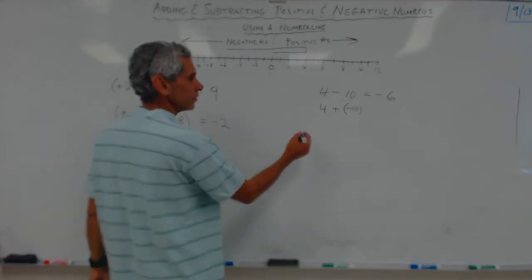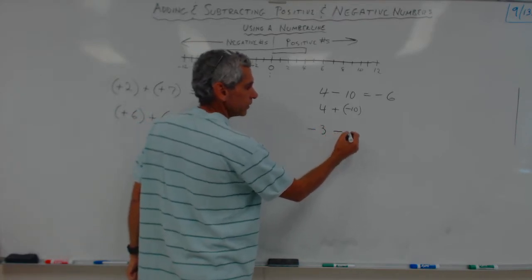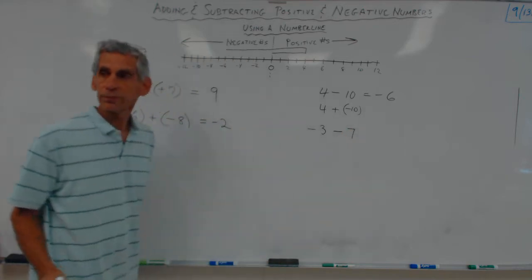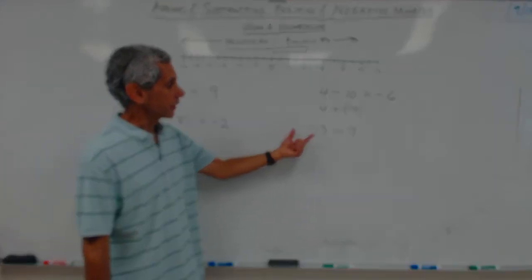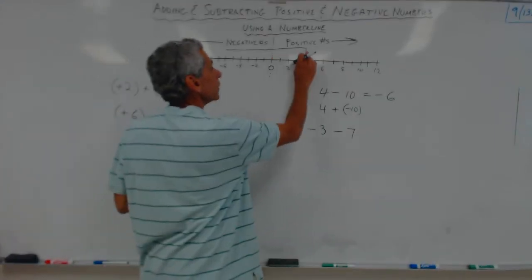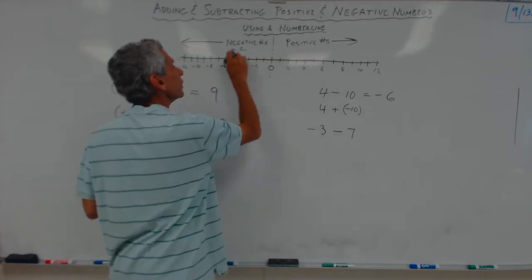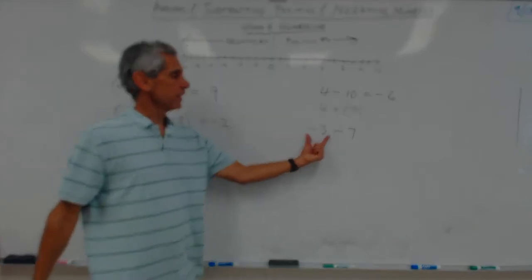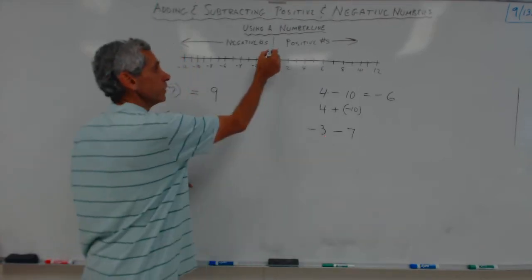So what if I did this though? What if I said negative 3 minus 7? So let's think about it for a second. Let's just use our number line, right? All right, so I start at 0, but the first thing it says is negative 3. I got to go immediately to the left to negative 3.